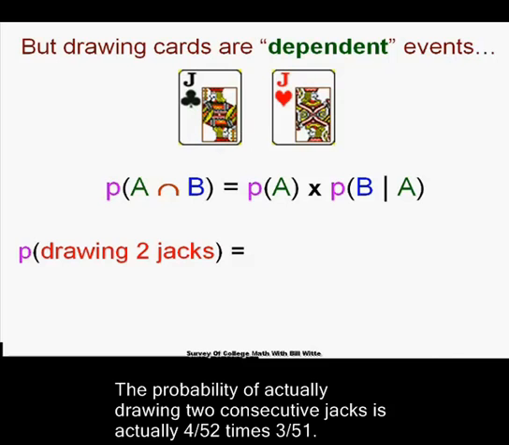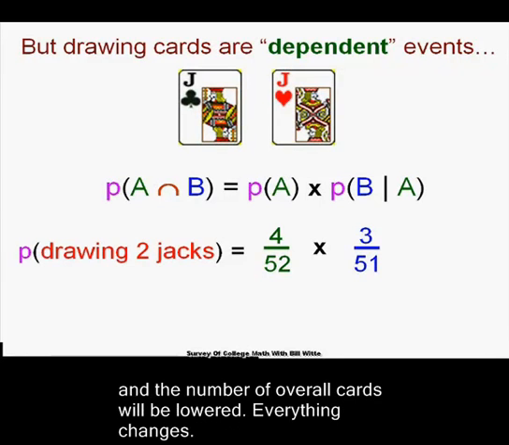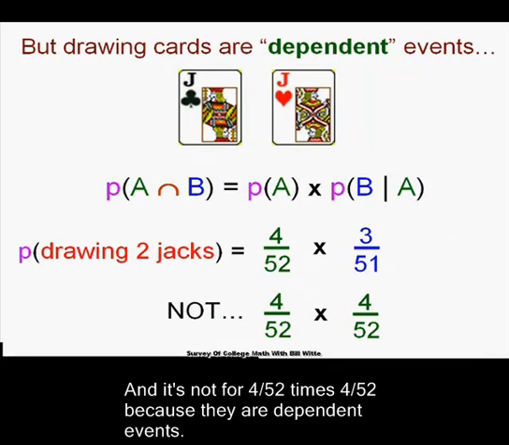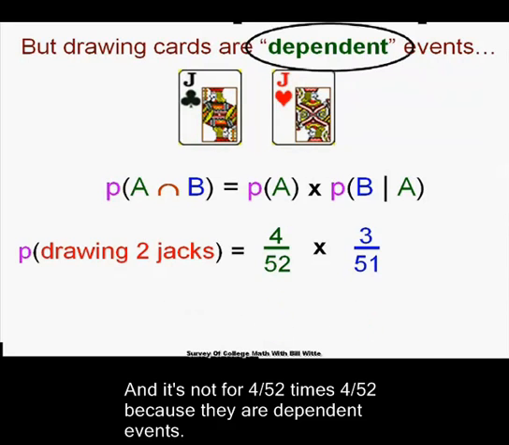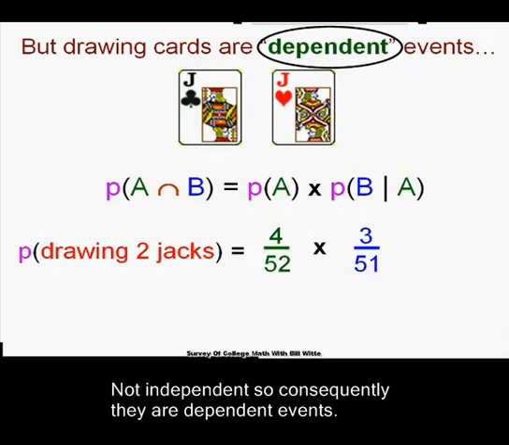So the probability of actually drawing 2 jacks is 4 out of 52, right? Times 3 out of 51. Assuming we picked a card out of our sample space, considering that we picked a jack first, the number of jacks will be lowered and the number of cards will be lowered. So everything changes. It's not 4 over 52 times 4 over 52, because they are dependent events. I should say they're not independent. Not independent events, so consequently they are dependent events.